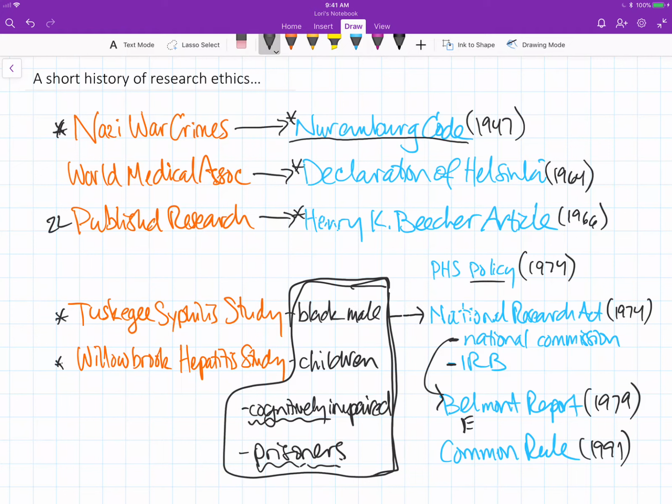And so those were all attempts at finding a way to put down into words what it is that we're really striving for, as well as the Public Health Service policy, the National Research Act, the Belmont Report, and the Common Rule. So those are all really important things that kind of happened over time and help guide us as we're trying to conduct research ethically.